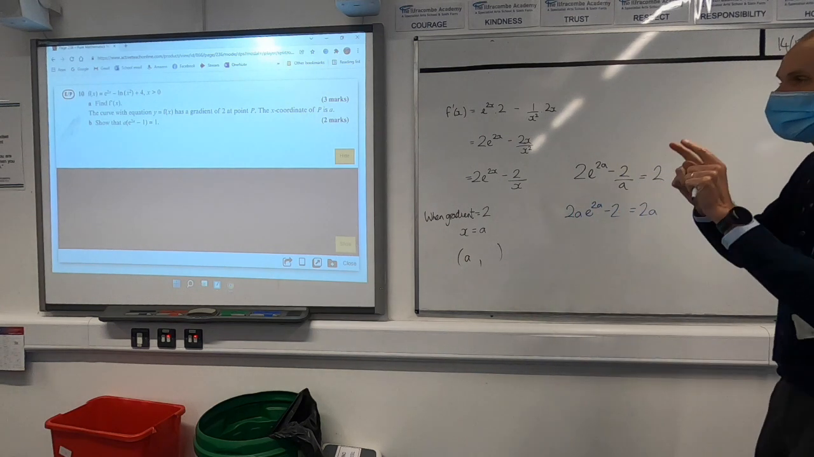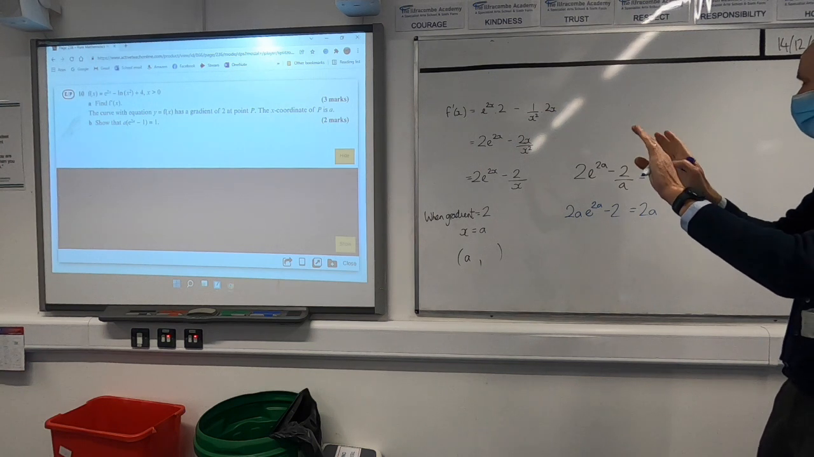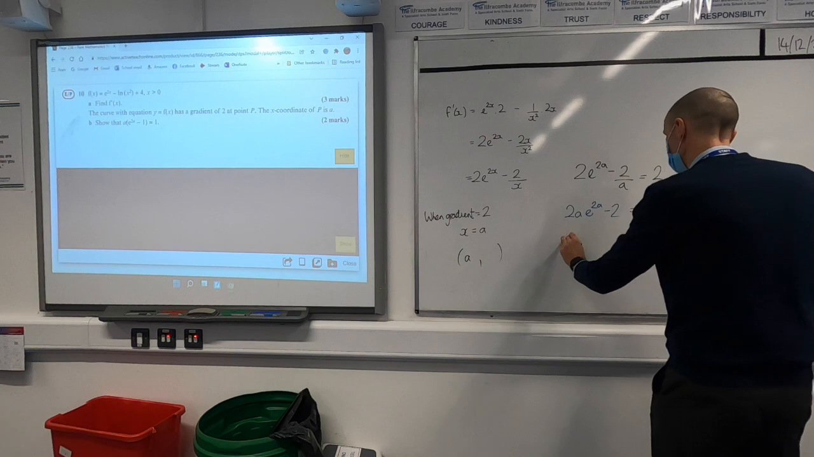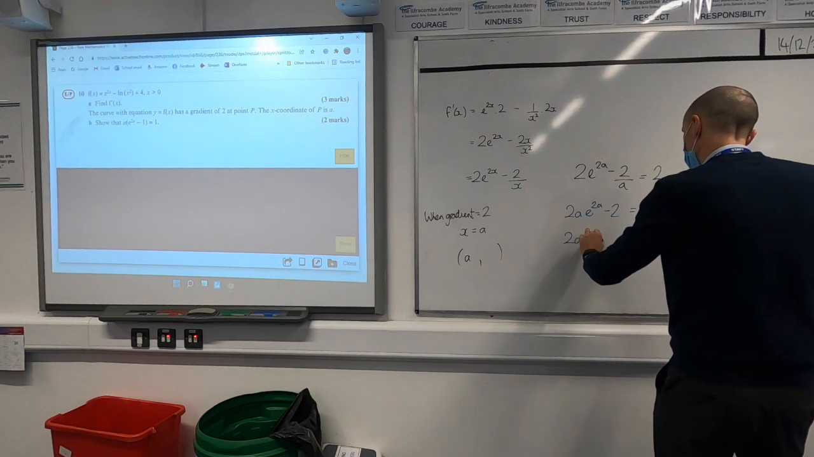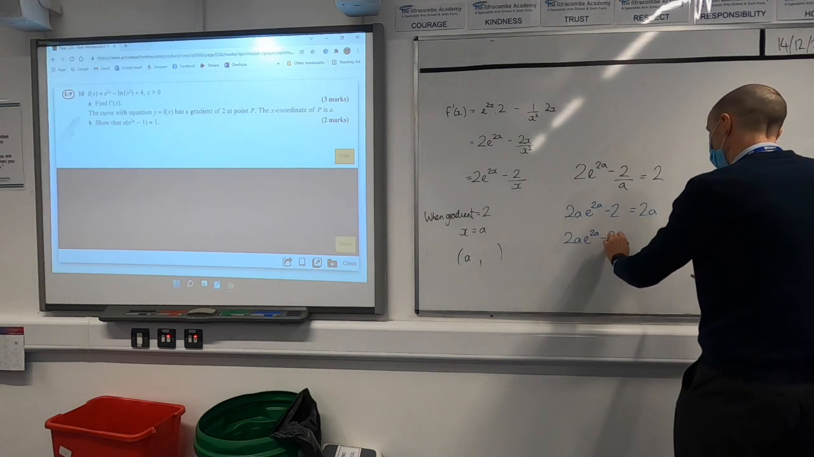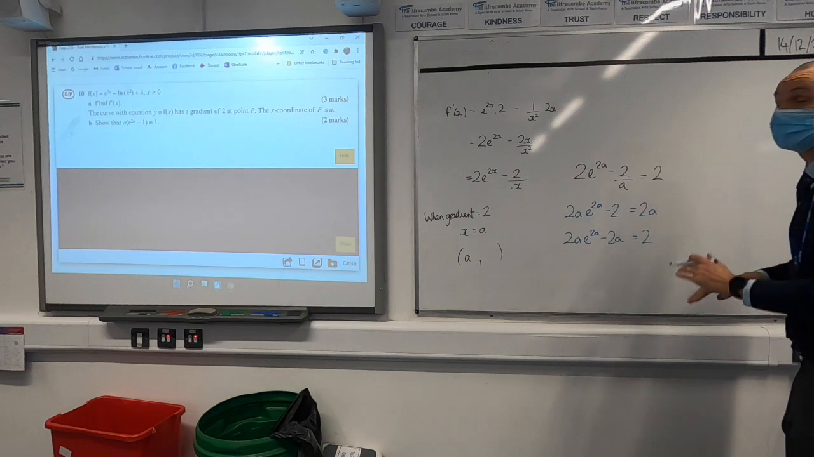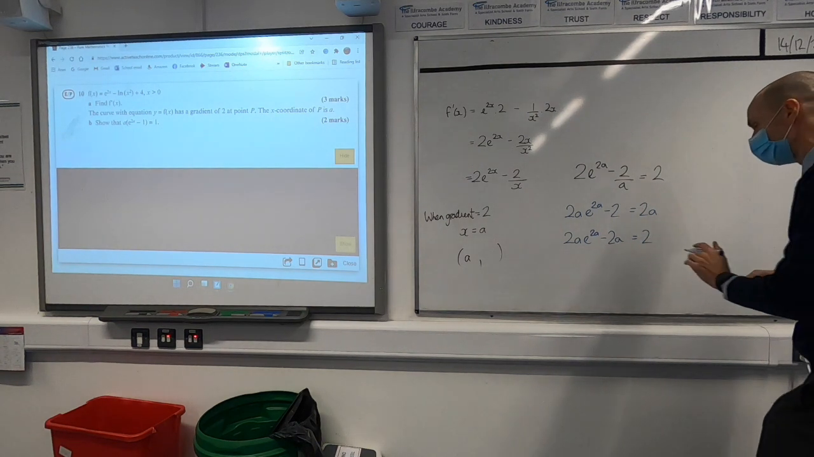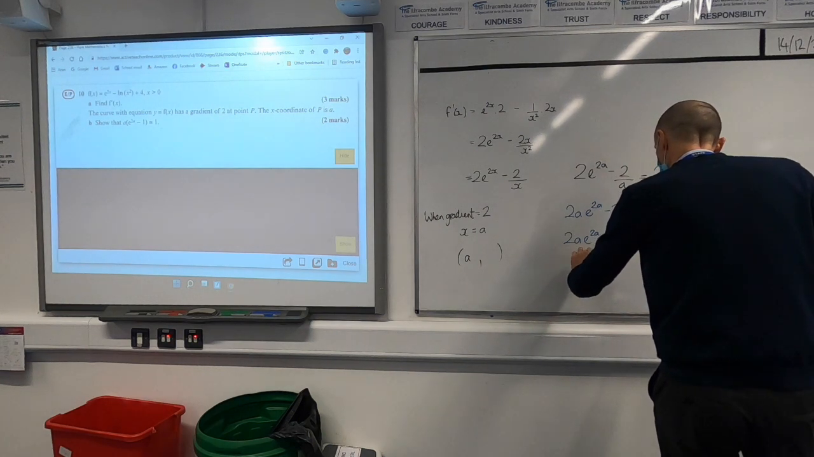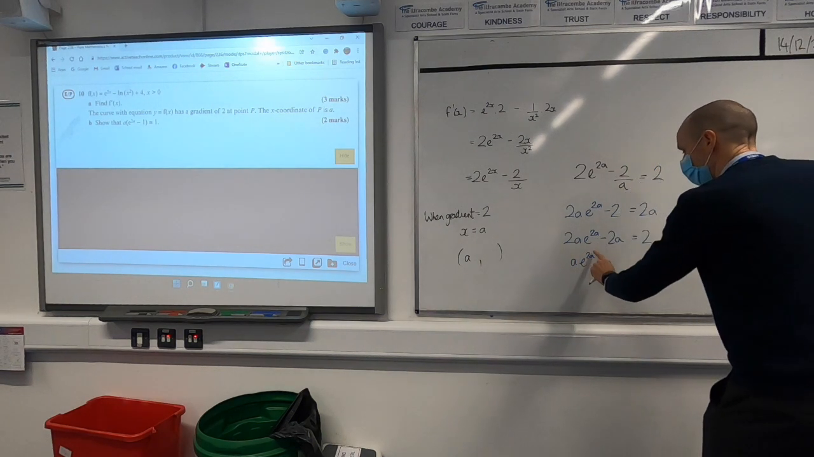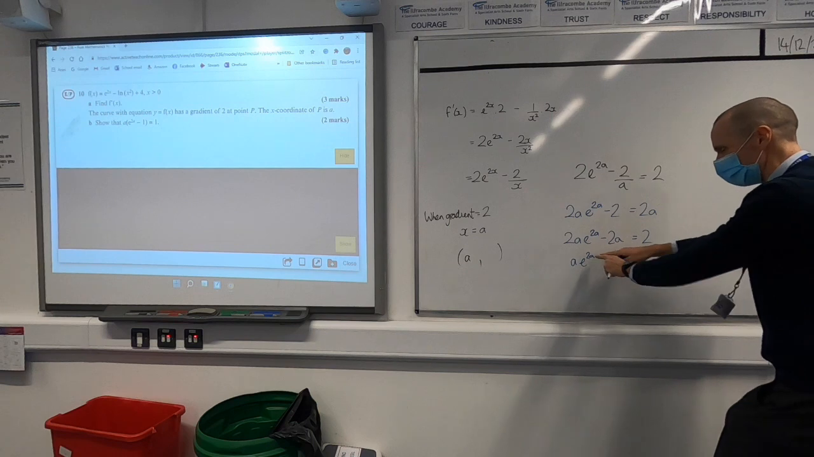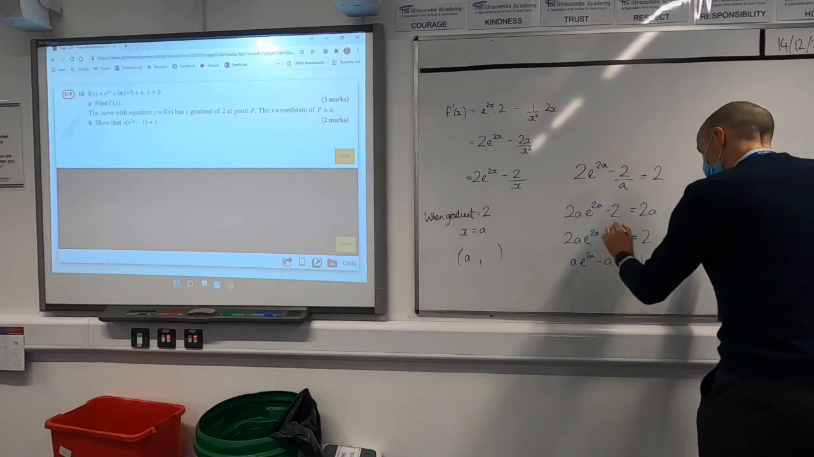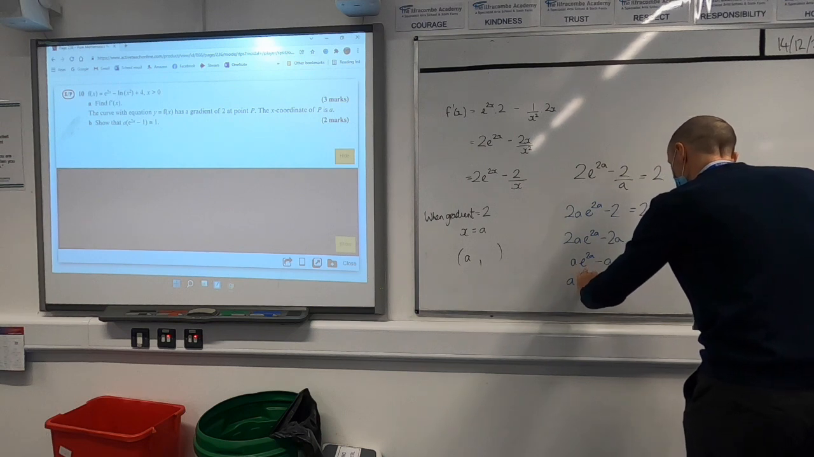Now, because we're aiming for that, everything with an a needs to be on one side. So I'm going to take away my 2a and add 2 to both sides. At some point I can divide by 2, you may have already done it. I'm going to divide by 2 now. Remember, everything by 2. That doesn't get divided by 2, that's the power, that's not a multiplier, and then it falls out quite nicely.